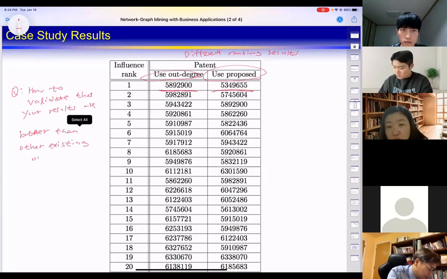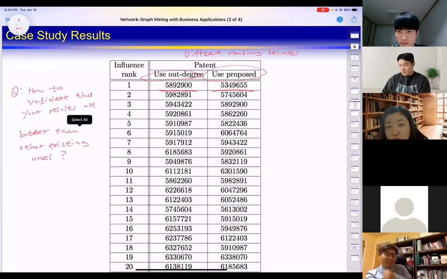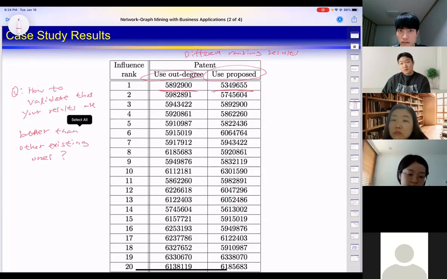Minsu, any idea? You're smart. No idea, right? 정관. 지원, any idea? Sorry. You can talk if you have any idea.